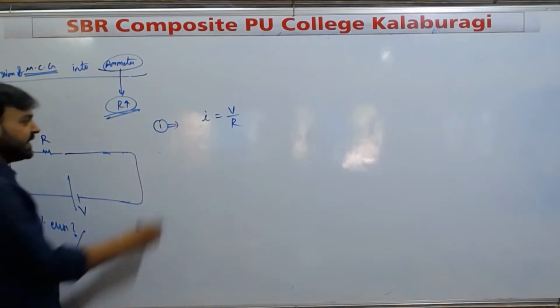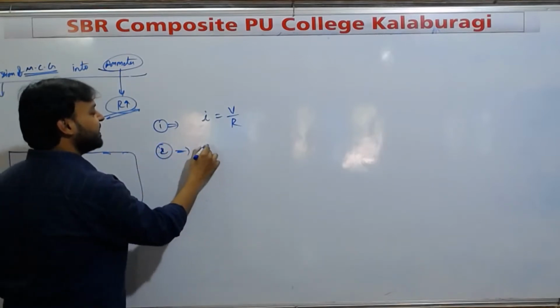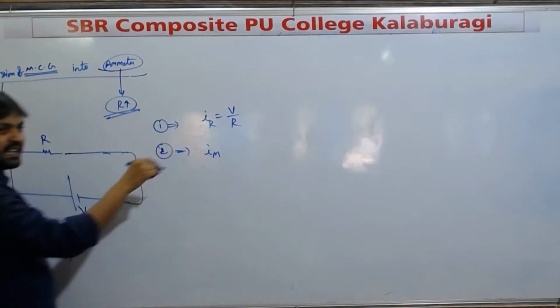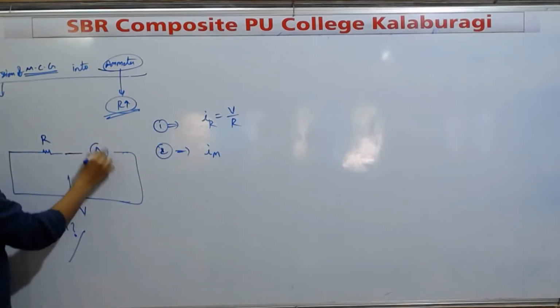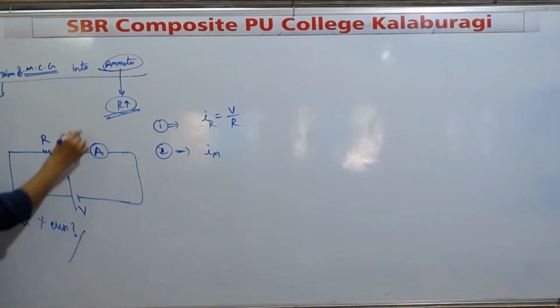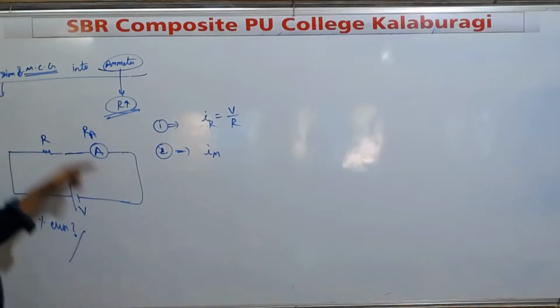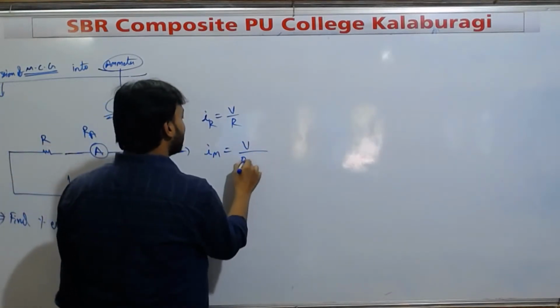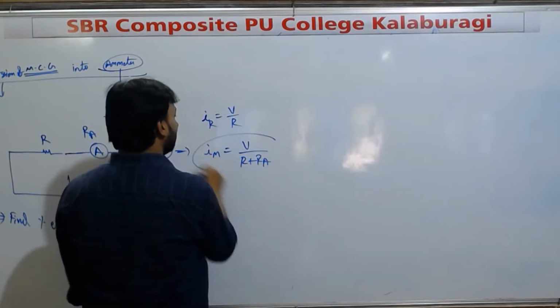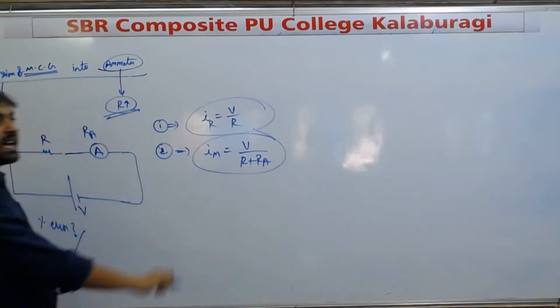That's done. Next, the measured reading. This is the real reading. Now for the measured reading, we have to place the ammeter or not? Resistance of the ammeter is there or not? Now tell me how much current it will measure. V by R plus RA.